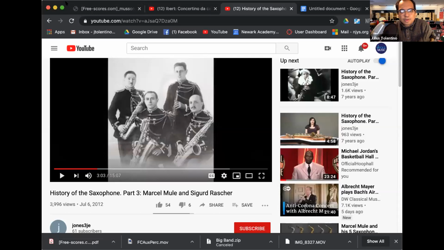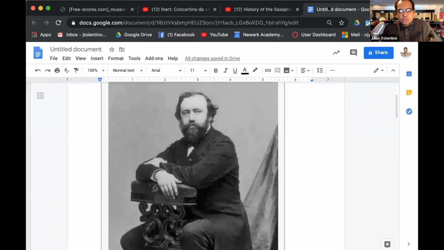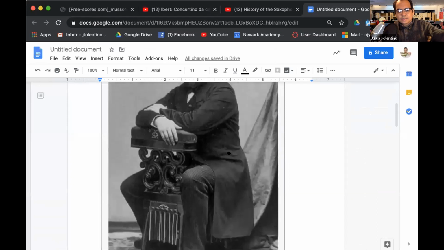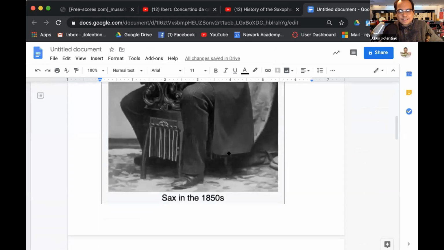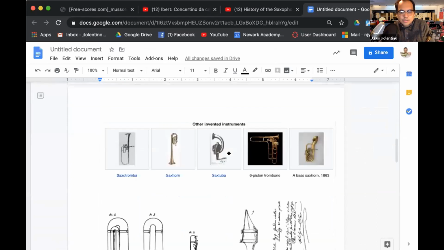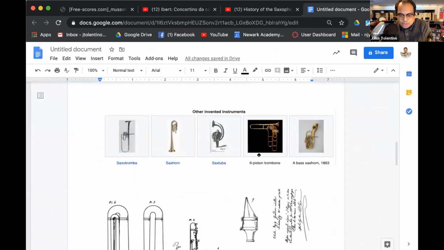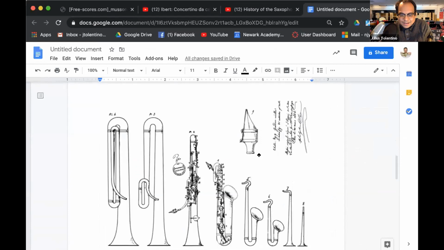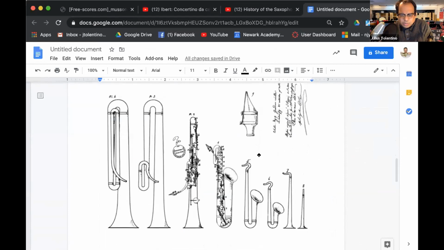Mm-hmm. Awesome. So that's Adolphe Sax in the 1850s, and some of these are other instruments he created: saxotromba, saxhorn, sax tuba. Some really interesting looking instruments. And this is the original patent of the saxophone. Originally, he had, I think, nine different keyed instruments: B flat, E flat, I think C and F, in different registers.